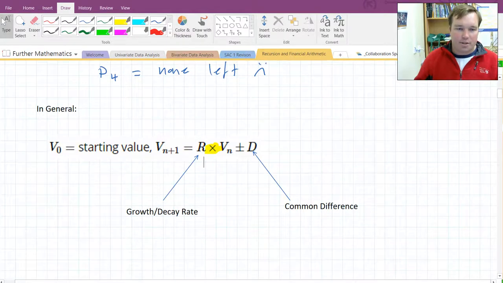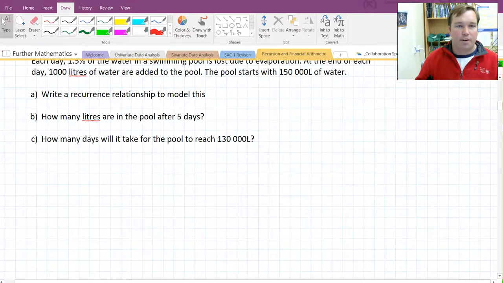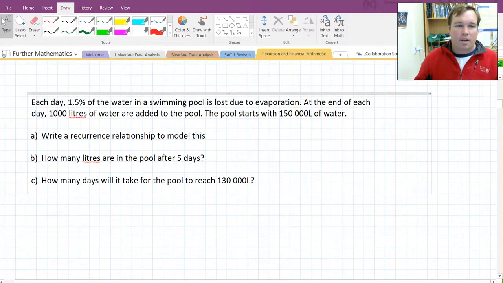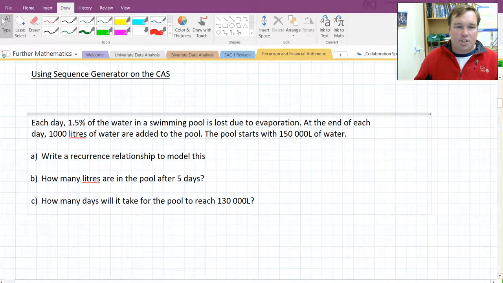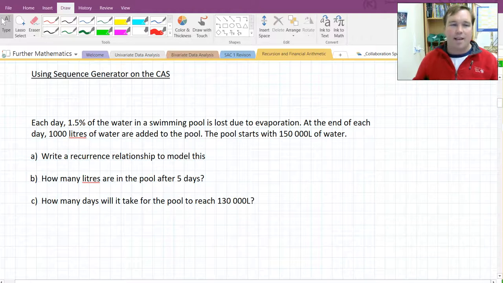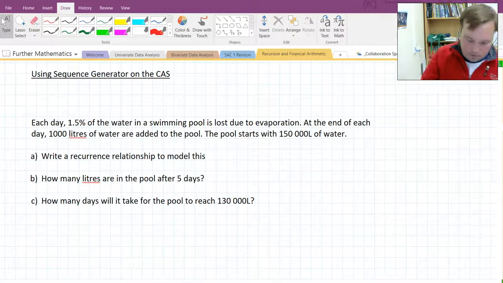So in a financial setting, we would get a, sorry, not even a financial setting yet. Finance is next lesson, another real life one. All right. Each day, 1.5% of the water in a swimming pool is lost due to evaporation. At the end of each day, 1,000 litres of water is added to the pool. The pool starts with 150,000 litres.